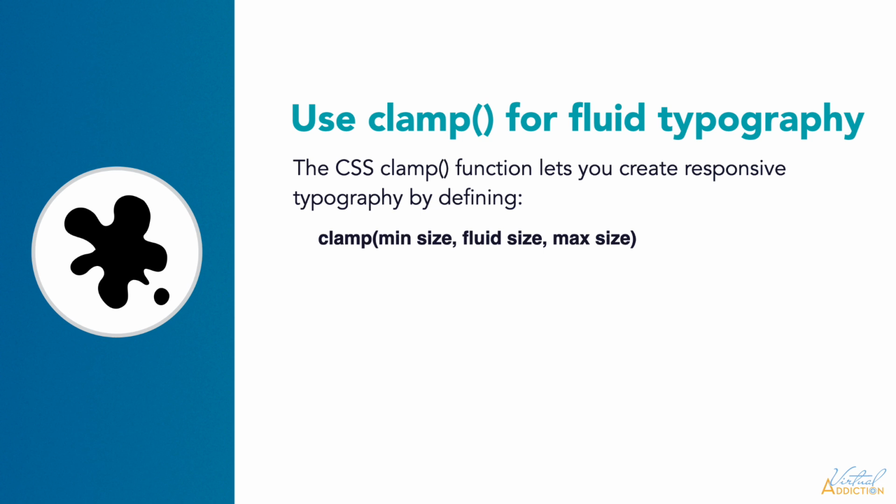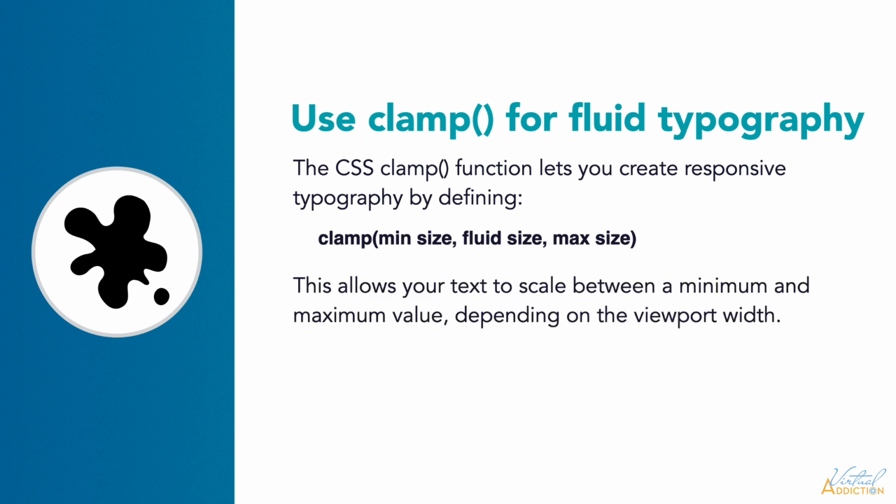Another concept that we need to consider is using the clamp function. We use this in order to create fluid typography. The CSS clamp function allows us to create responsive typography by defining the clamp. We use a min size, the fluid size, and a max size. This will allow your text to scale between a minimum and maximum value, depending on the viewport width.